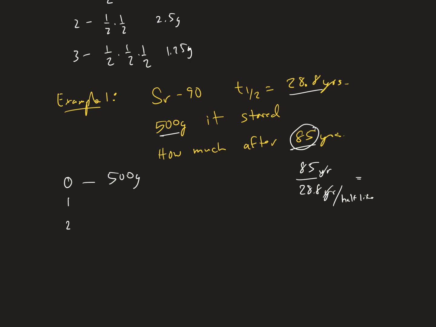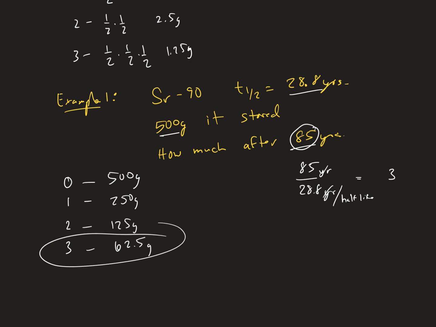So 85 divided by 28.8 is like 2.9 something. We'll just say, okay, that's 3. About 3 half-lives. So we're going to cut it in half 3 times. So after 1 half-life, how much do we have? 250 grams. After 2, we have 125 grams. After 3, 62.5. Is that right? All right, yeah. So we're going to have that many grams after 85 years.